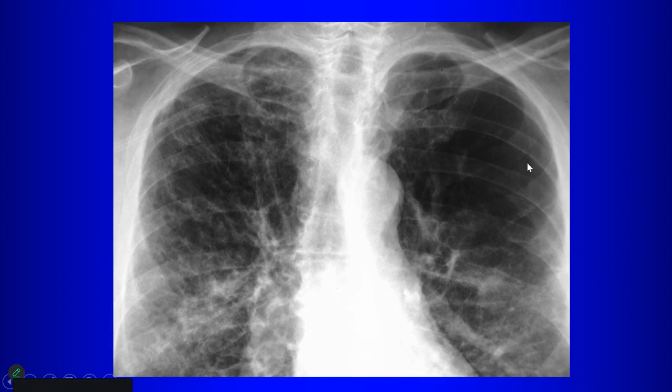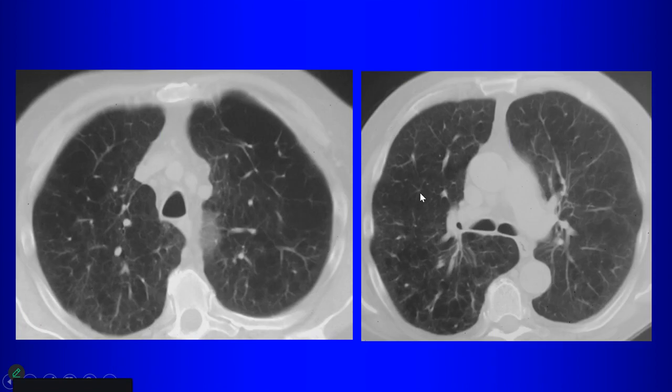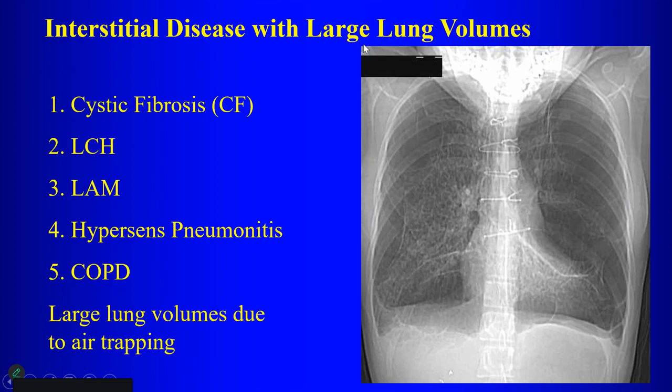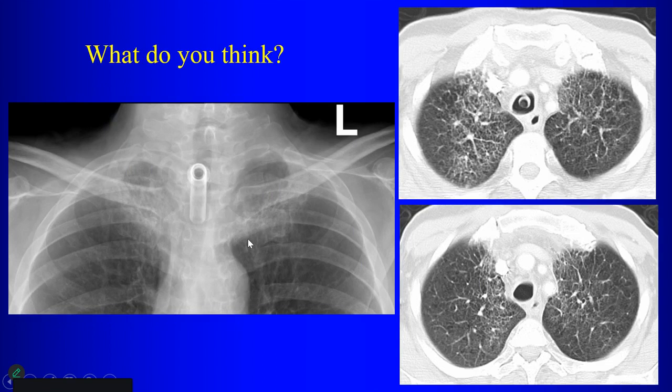So the underlying disease in this patient is what? What does this look like? COPD, yeah. This is a patient with emphysema, bullae and COPD. That can also give you what look like reticular opacities on the chest radiograph, but these patients also will have increased lung volumes. So these patients have bullae from COPD and will have increased lung volumes. Okay? So the differential diagnosis of what looks like interstitial disease with increased lung volumes: cystic fibrosis, LCH, LAM, hypersensitivity pneumonitis, and COPD. Okay, so all of those can do that.